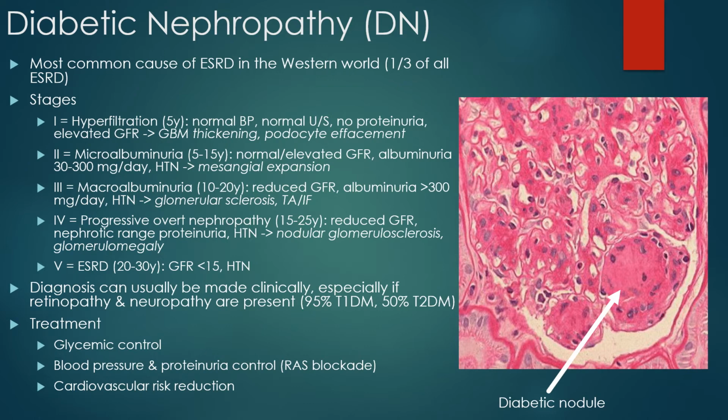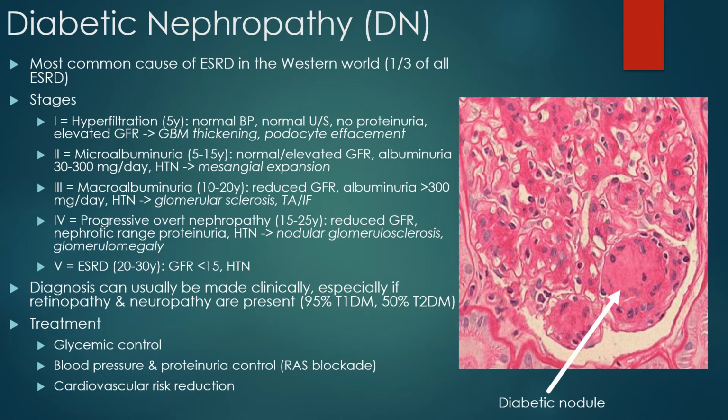In stage 2, or microalbuminuria, patients have a normal or elevated GFR, albuminuria of 30 to 300 milligrams per day, and hypertension. In stage 3, or macroalbuminuria lasting 10 to 20 years, patients will start to have a reduced GFR, high-grade albuminuria, and hypertension. In stage 4, or progressive overt nephropathy, patients have reduced GFR, nephrotic range proteinuria, and hypertension. And lastly, stage 5 is end-stage kidney disease, where patients have a GFR of less than 15 and hypertension.